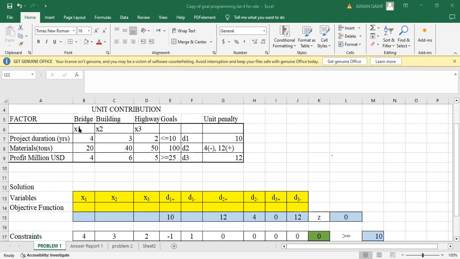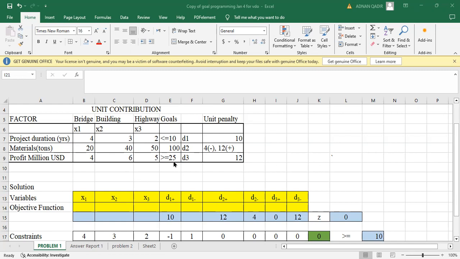There are three infrastructure projects: bridge, building, and highways, and they are abbreviated as X1, X2, and X3 respectively. The project duration here is 4, 3, and 2. Materials required are 20, 40, and 50, and that's around 100. Profit in million USD is 465, and greater than or equal to 25.